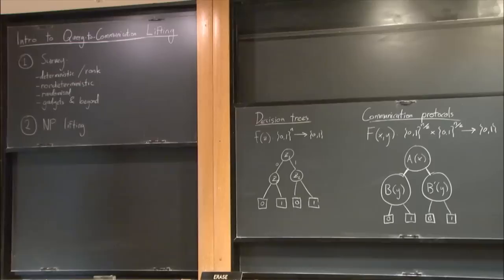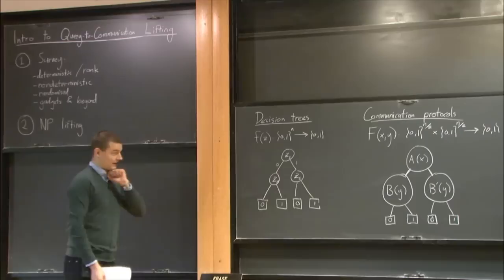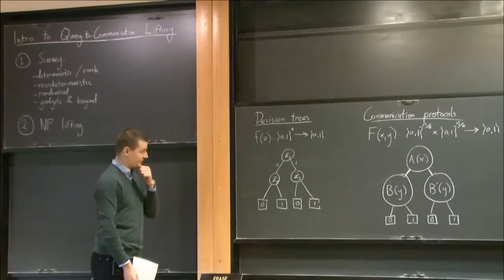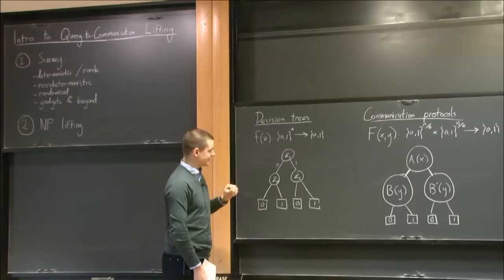So this technique is called query-to-communication lifting because the two models here, the simpler model, are decision trees. I hope people have seen this before. But just to set up notation, I'm looking at Boolean functions on n input bits. And typically, for the query setting, I denote the input by z.